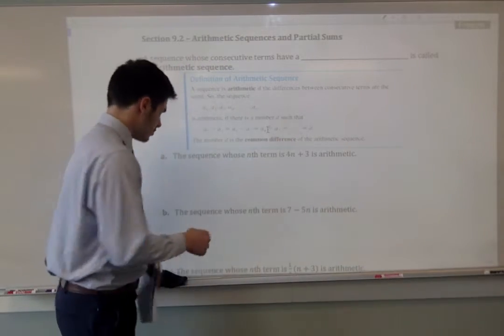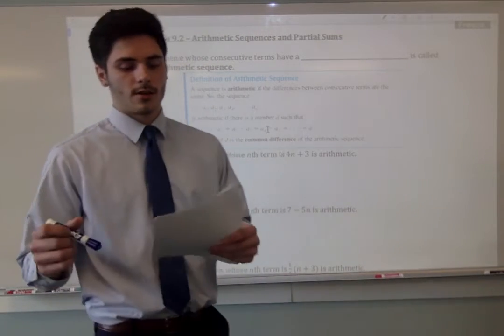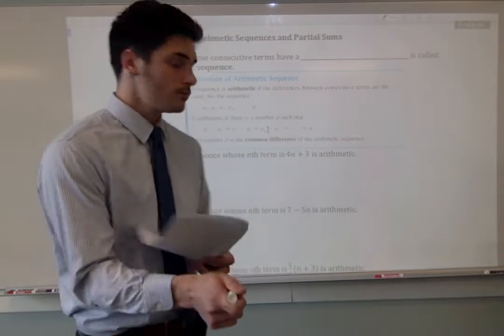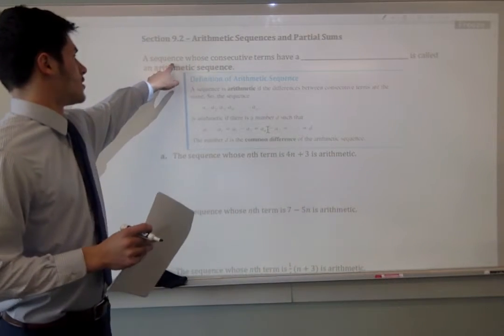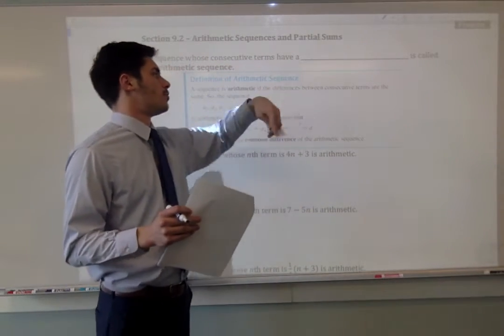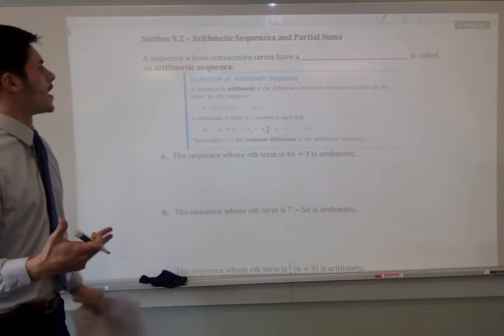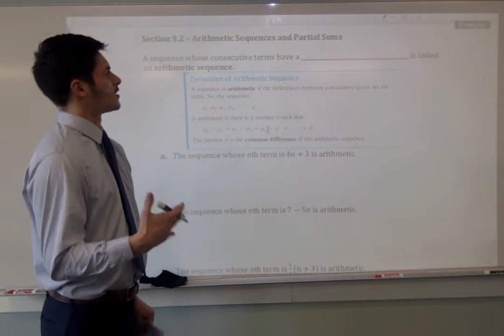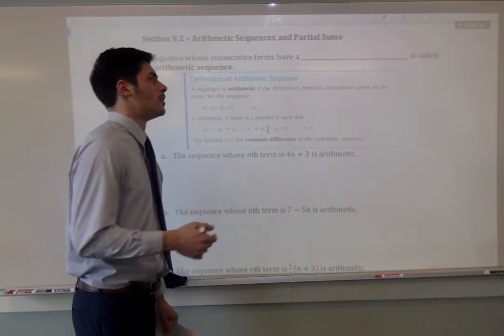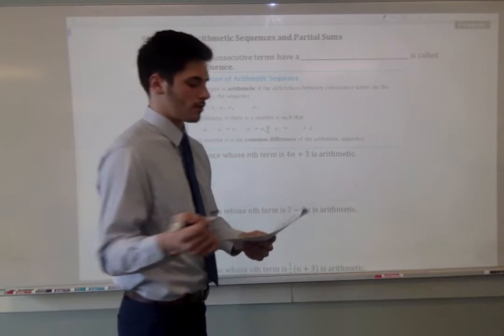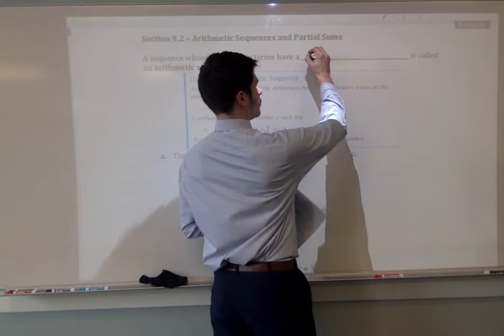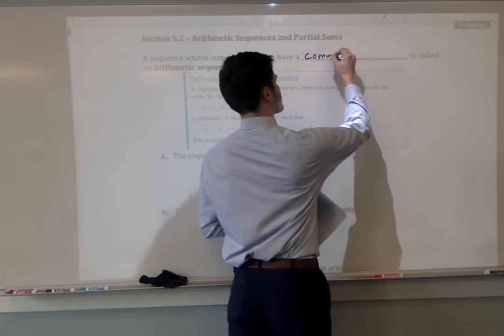So for 9.2, for arithmetic sequences and partial sums, a sequence whose consecutive terms have a blank is called an arithmetic sequence. So a sequence is arithmetic if its consecutive terms have a common difference, is what we're going to look for. So in this blank here, we'll put common difference.